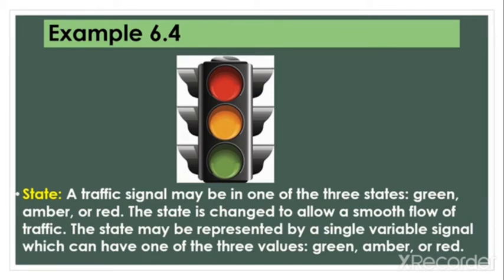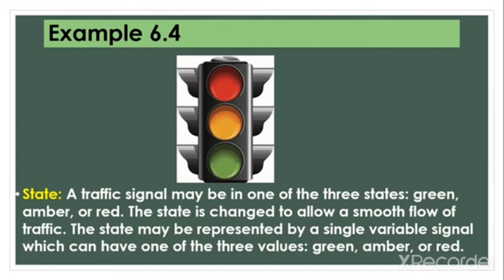Okay. So now if the value of the variable is green, what is the state? You are ready to go. You can go. So if the value of our variable is green, what will our state be? You can go. If the value of the variable is amber, you have to wait. So what does the value of our state become? Wait. If the value of the variable is red, you have to stop. Do you understand this? So this is our procedure.